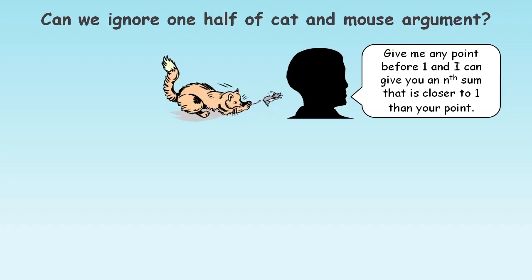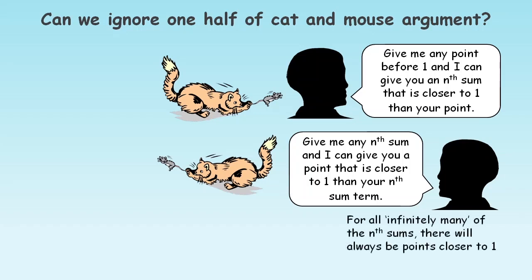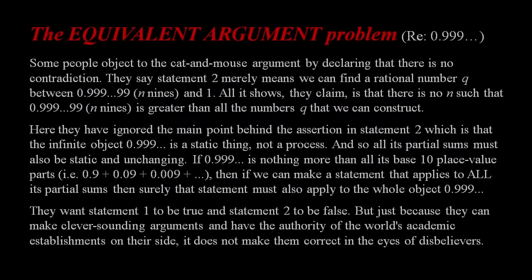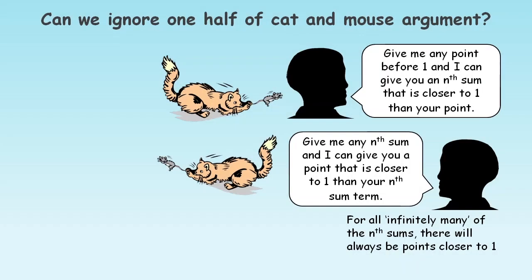But here we can use a cat and mouse argument, in which we can easily switch the roles of cat and mouse around by saying, you give me any nth sum and I can give you a point that's closer to 1 than your nth sum. And since this will work for all possible nth sums, points must exist between 0.9 recurring and 1.